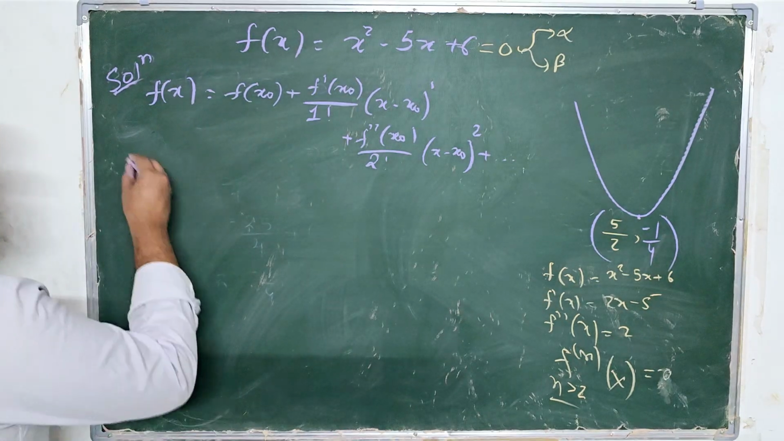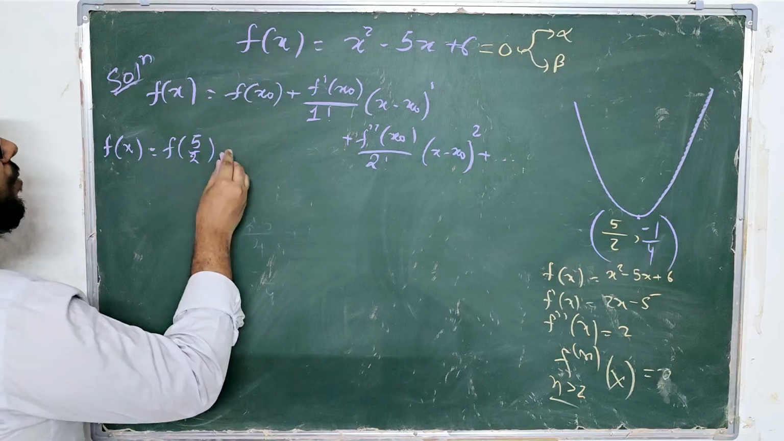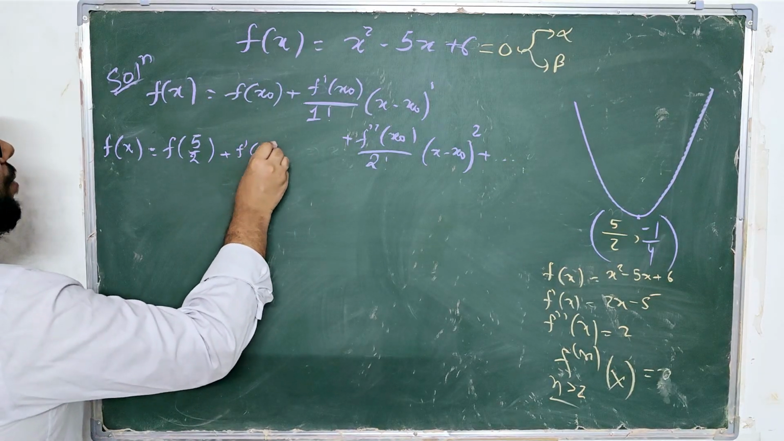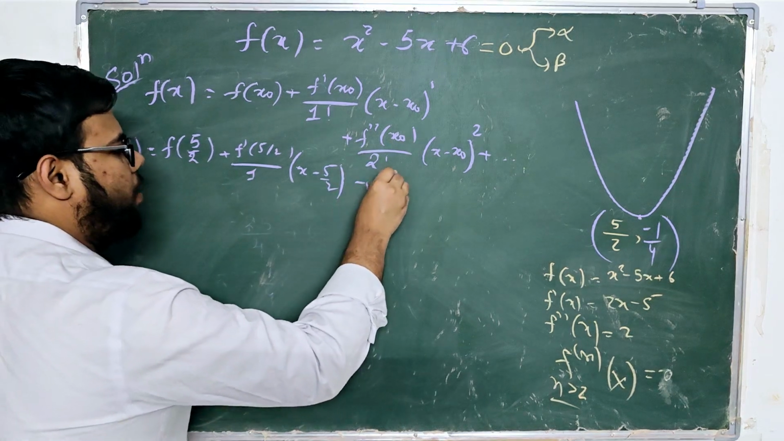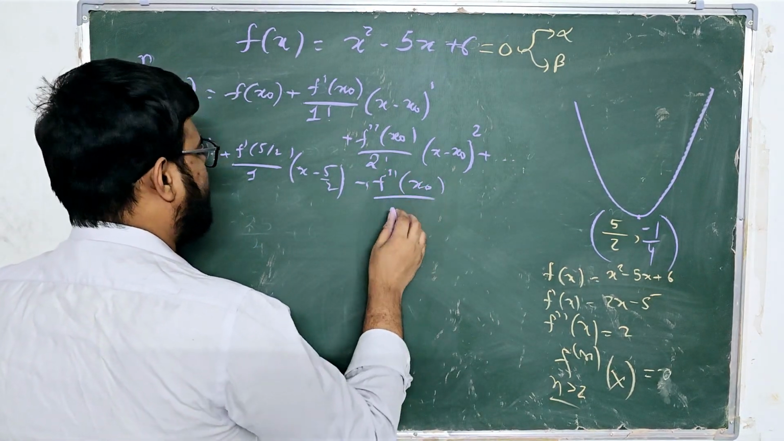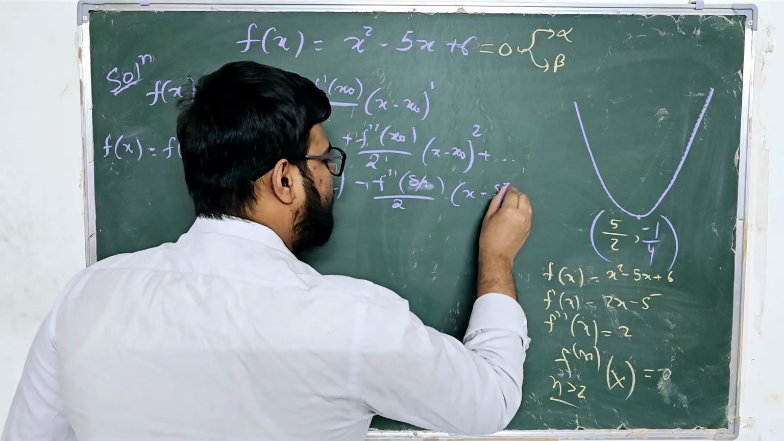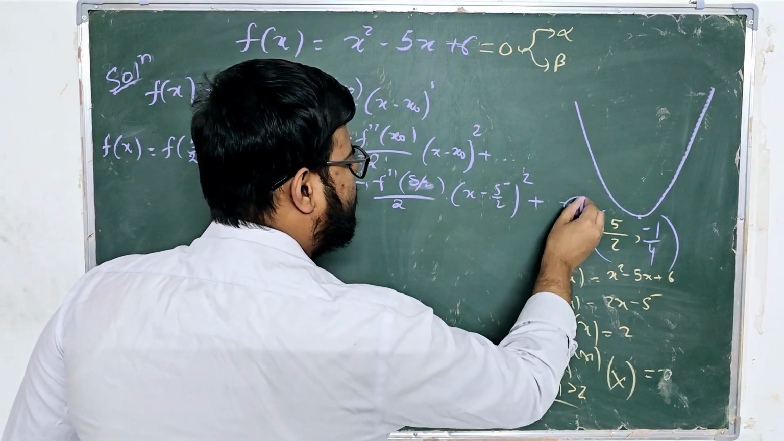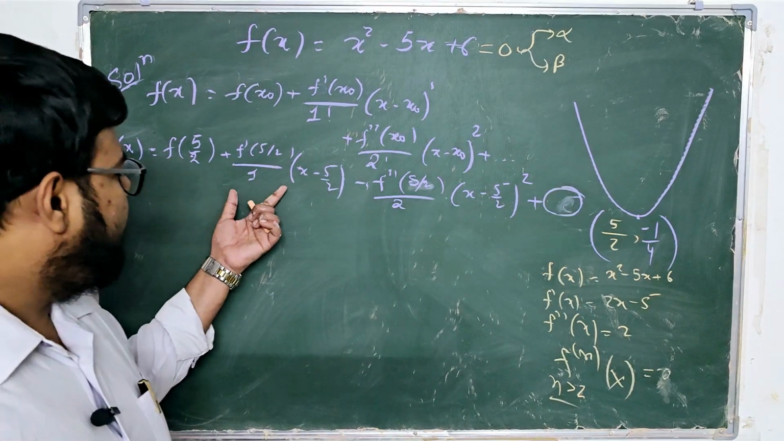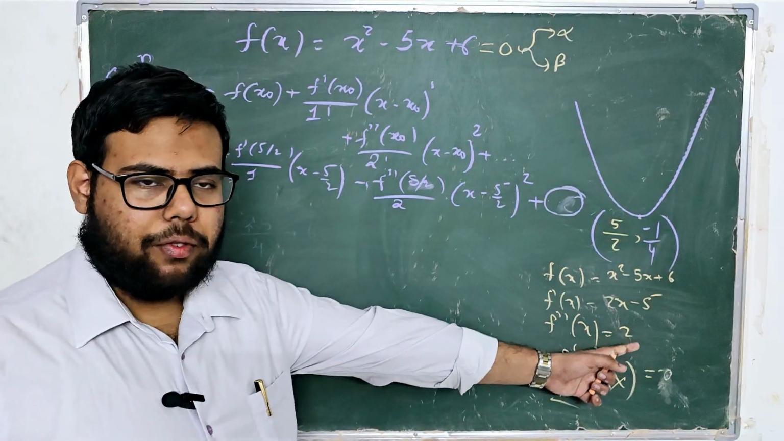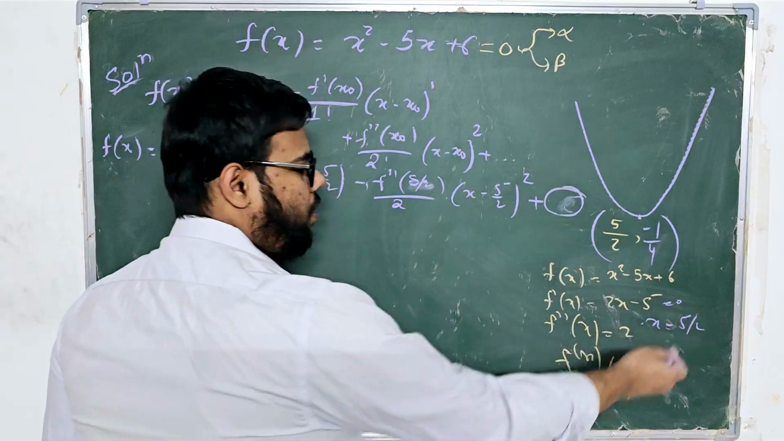Okay. So f(x) is the function at 5/2 plus f'(5/2) by 1 times (x - 5/2) plus f''(x₀) at 5/2 divided by 2 times (x - 5/2) whole square, and the rest of the terms will be 0. So we don't need to worry about that. Now f'(5/2) is equal to 0. We had proved it, because it is a critical point. When you set it equal to 0, x is equal to 5/2. So when you substitute it back, you will get 0, right?